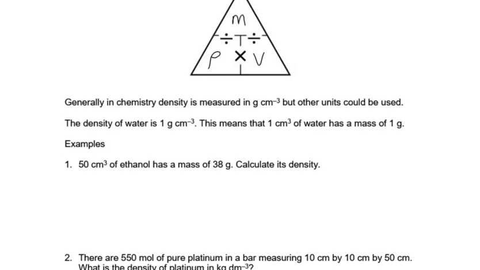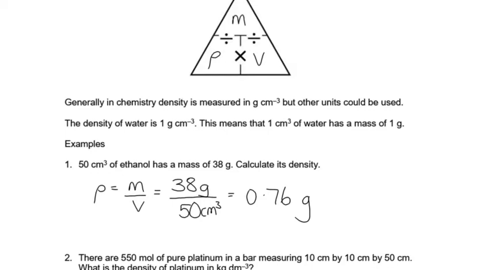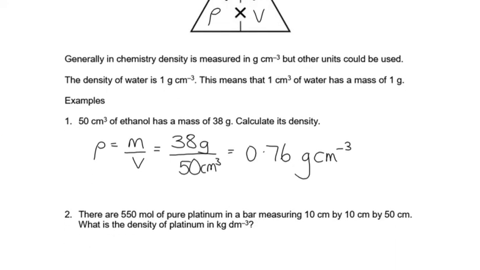So 50 centimetres cubed of ethanol has a mass of 38 grams. Calculate its density. So density is mass over volume, so it has a mass of 38 grams and a volume of 50 centimetres cubed. So in grams per centimetre cubed, its density would be, you just type it on your calculator, 0.76 grams per centimetre cubed. Notice we've got that minus 3 because we divided by centimetres cubed.